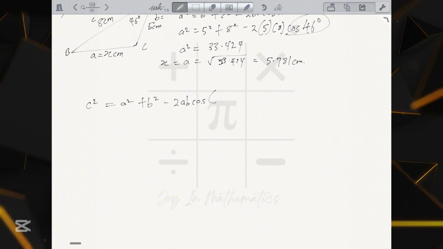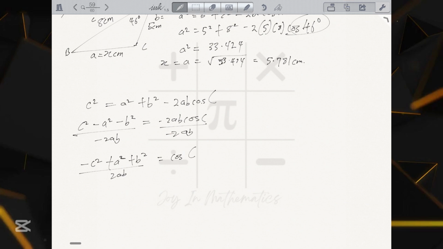So to evaluate the angle, we move a squared plus b squared to the left hand side. So we have c squared minus a squared minus b squared equal to minus 2ab cos C. So let's divide both sides by minus 2ab, and the resulting numerator will be minus c squared plus a squared plus b squared, divided by 2ab because of this negative, and there we'll have cos C. So cos C will be equal to a squared plus b squared minus c squared divided by 2ab.